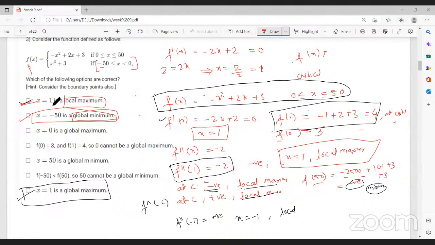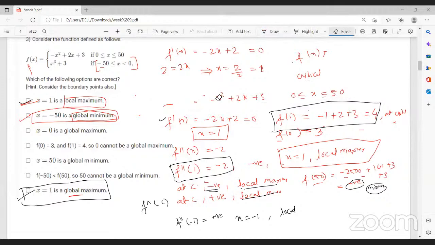So we have discussed that at x equal to 1 there is a local maximum and also a global maximum. Now let us see whether at x equals minus 50 there is a global minimum or not. You simply have to put that particular boundary point in f of x.